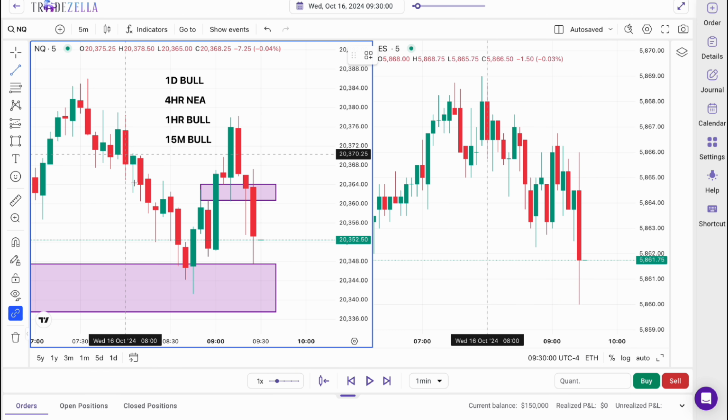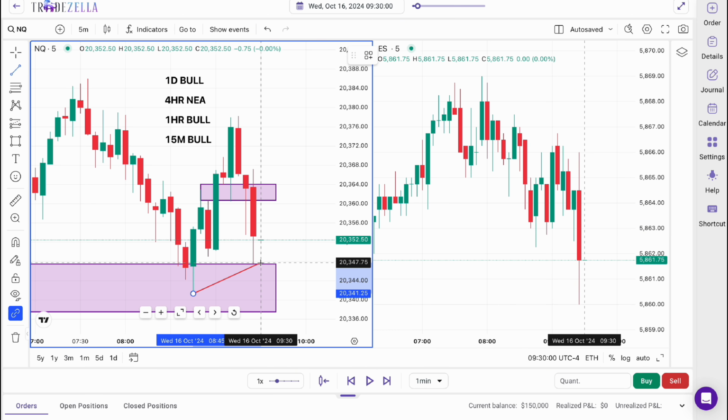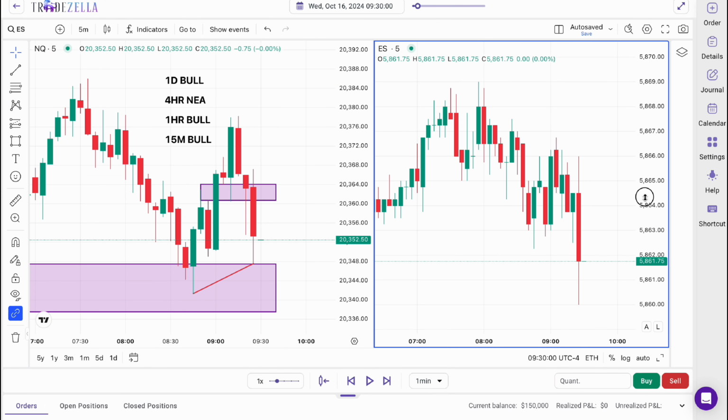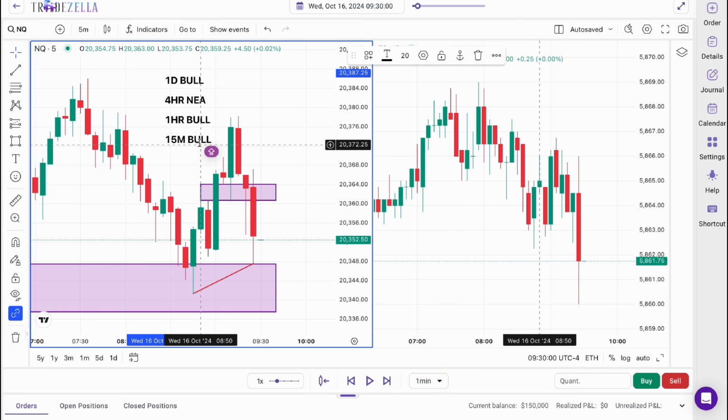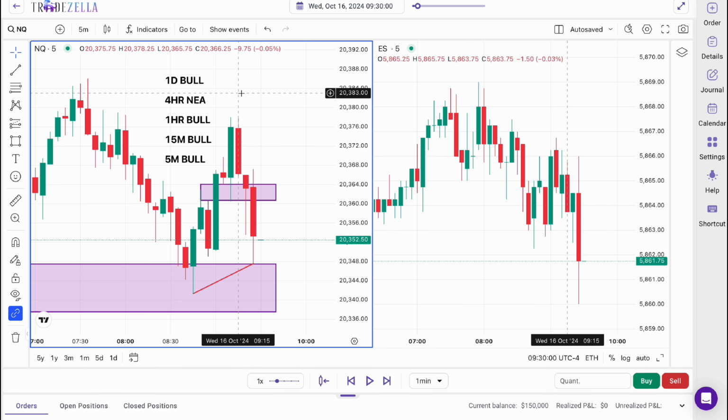Another confluence is that we do have an SMT at this low. So ES has already taken that low as well and traded into a 5-minute bullish gap. So our bias here on the 5-minute time frame is going to be bullish. So our overall bias here is bullish.